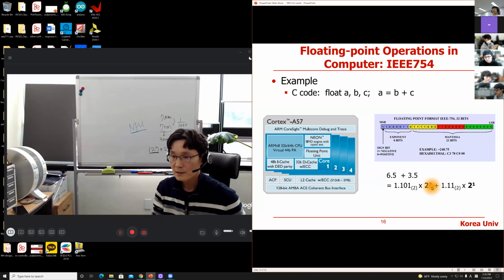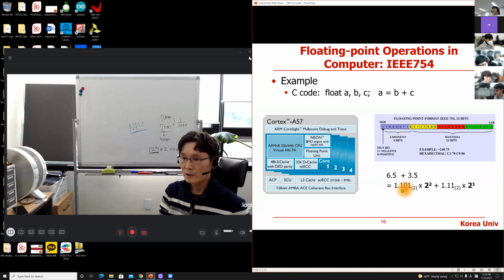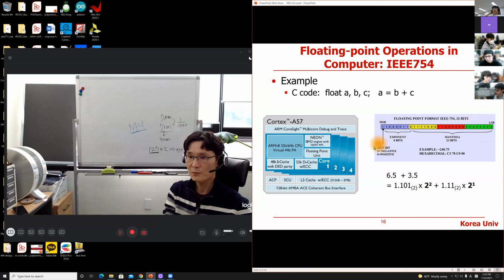And then 101, excluding the first one, goes to this mantissa field. So the computer stores that number, 6.5, with this format. Then what is the computer doing? The CPU is reading this data from memory, then separates the sign bit, exponent field, and mantissa.